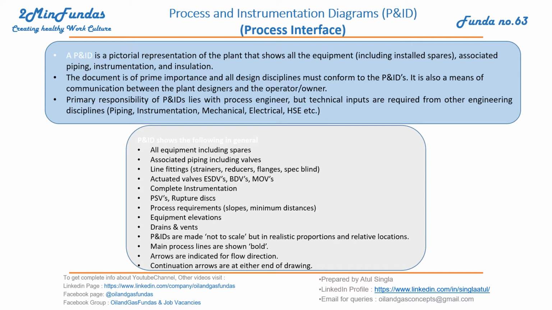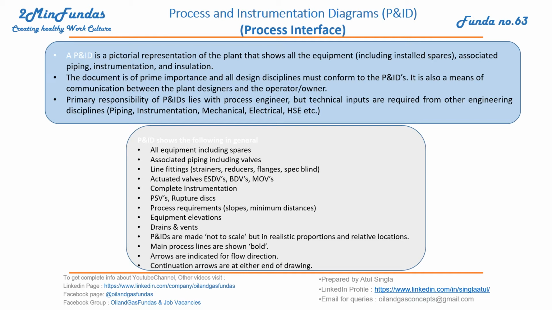So if we talk about it in detail, the P&ID shows the following general information. All equipment, including spares, associated piping, including valves, line fittings, strainers, reducers, flanges, spectacle blinds, actuated valves, complete instrumentation, PSVs, rupture discs. Process requirements, if any slope or minimum distance is required, have to be covered in notes, but it has to be part of the P&ID. Equipment elevations, drains and vents. P&IDs are made not to scale, but in realistic proportion and relative locations.